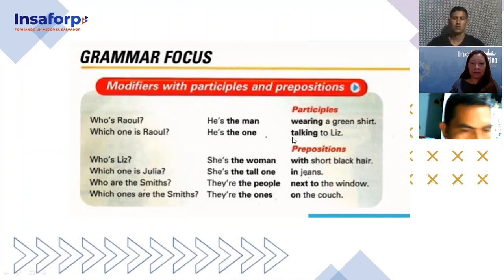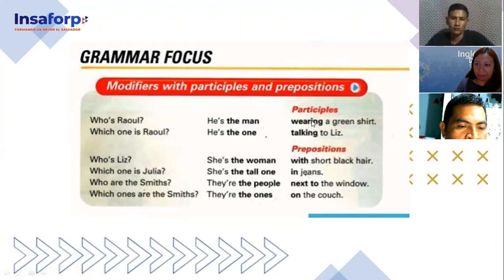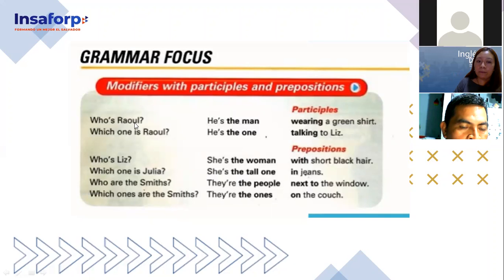Imagínense que no ponen la parte donde están los participles. Si usted le pregunta, fulanito, who is Raúl? Y le dice, he's the man. Y usted, ajá, necesito más información, necesito saber más para identificar who is Raúl, right? Bueno, vengo yo y ocupo un participio para darle más información. He's the man wearing a green shirt. Estoy modificando porque le estoy agregando información, ¿ok? Very good.